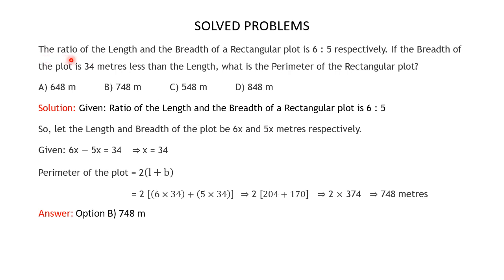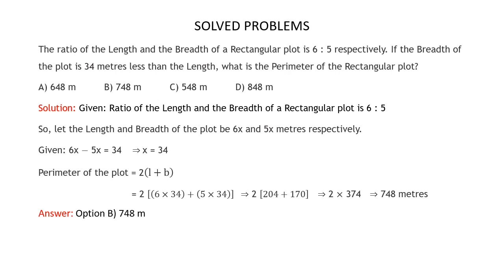The ratio of the length and breadth of a rectangular plot is 6:5 respectively. If the breadth of the plot is 34 meters less than the length, what is the perimeter of the rectangular plot? Here you are given 4 options and you have to find out which of these options is the correct one. So here you are asked to find the perimeter of the rectangular plot. Now we know that perimeter of a rectangle is equal to 2 multiplied by length plus breadth. Now, if we know the value of the length and breadth of the rectangular plot, then we can easily find the perimeter of the rectangular plot.